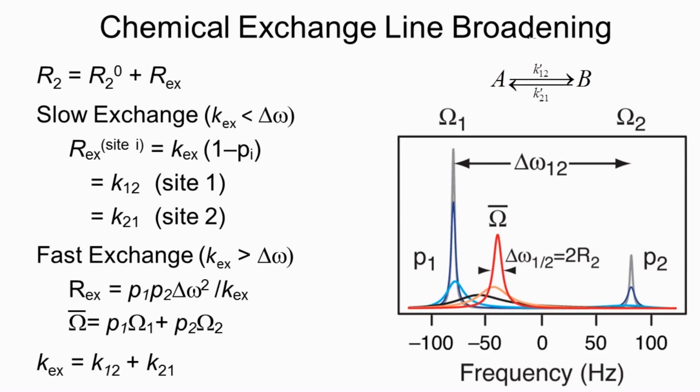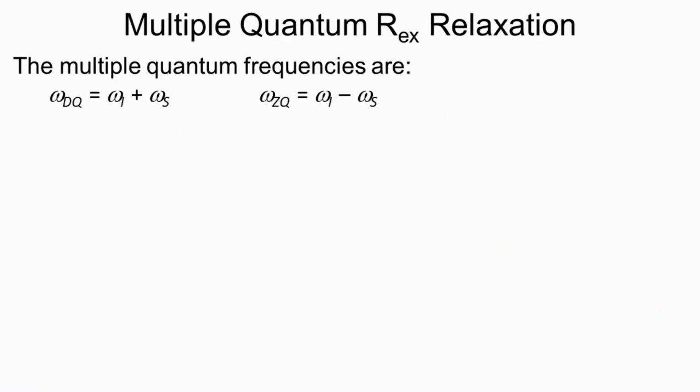But the last thing I want to say about free precession has to do with what happens if we have multiple quantum coherence. And sometimes this is presented as being complicated. But once again, the spins aren't very smart. They only know what happens to their frequencies. So a double quantum frequency, of course, is the sum of two frequencies, and the zero quantum frequency is the difference of two frequencies.